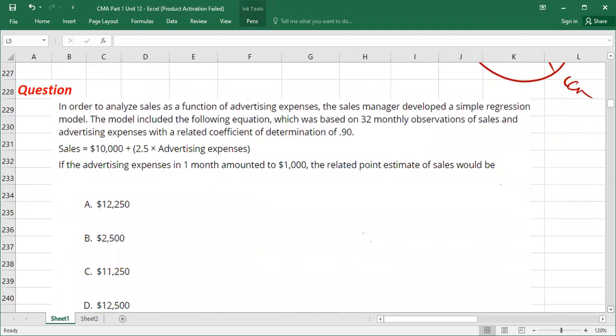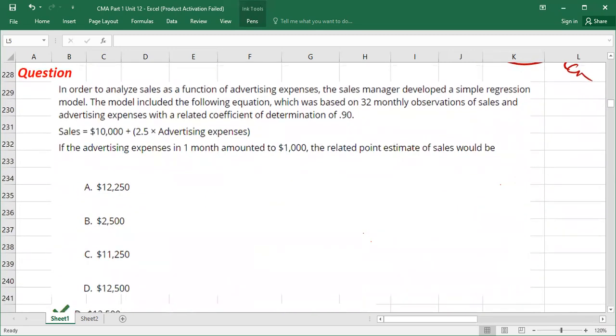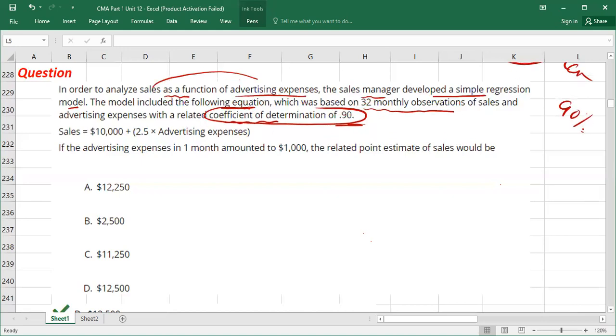Let me show you guys here. So here we have one question, guys. For example, in order to analyze the sales as a function of advertisement expense, again, this question is about sales and advertisement expense. The sales manager developed a simple regression model. The model included the following equation, which was based on 32 monthly observations of sales and advertising expenses with a related coefficient of determination of 0.9. Do you remember coefficient of determination means R square? 0.9 means 90%. It means your sales change 90% of the time due to change in marketing expenses.